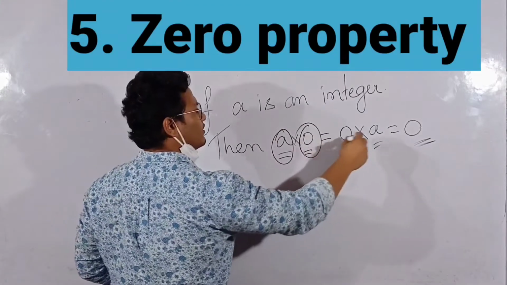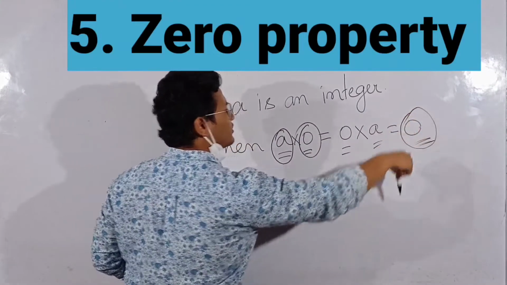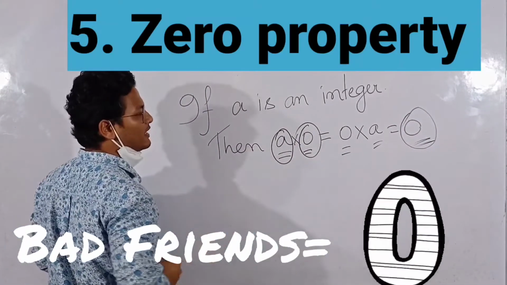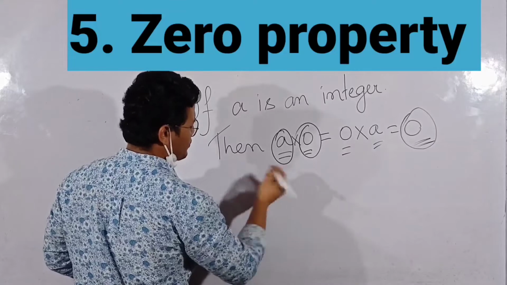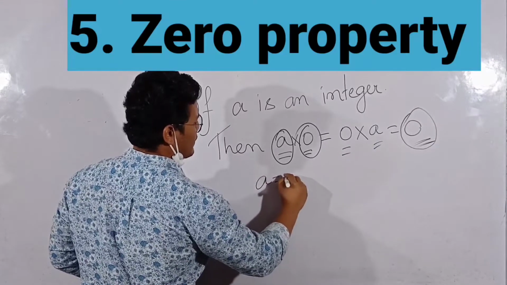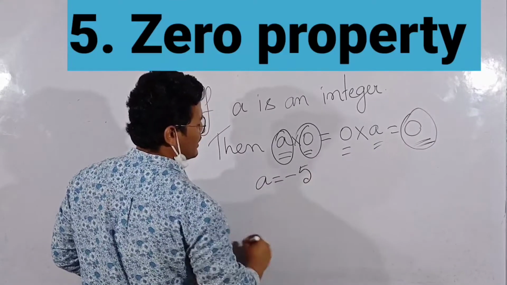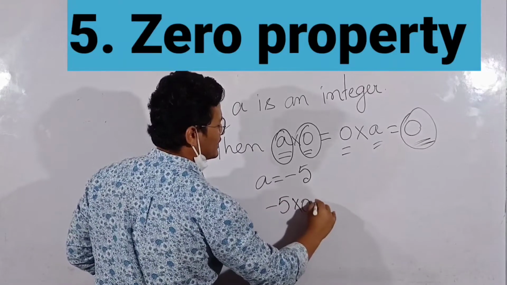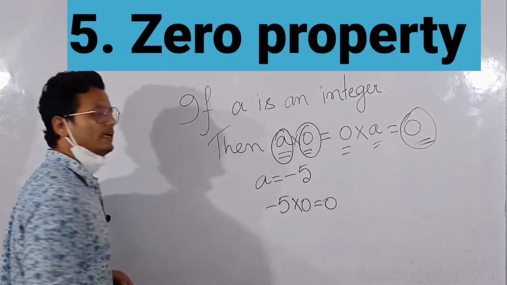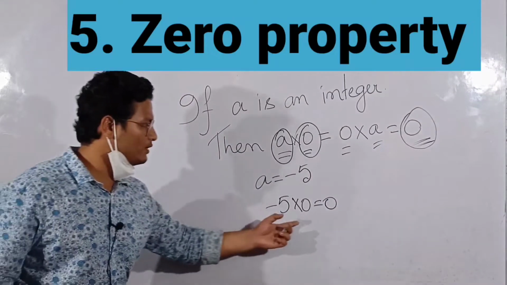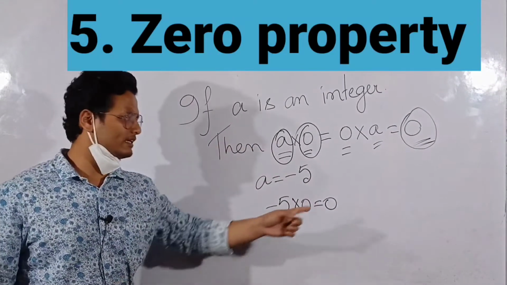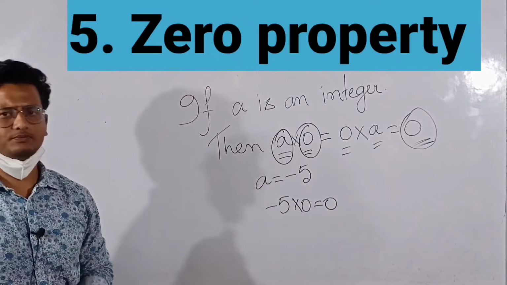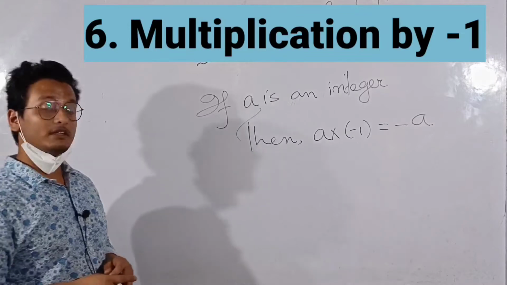So always make good friends. If you make friends who are 0, you will also become 0. That means, suppose a is equal to -5, then if we multiply -5 into 0, the answer is always 0. Any integer you take and multiply with 0, the answer will always be 0, and that is the zero property for you.